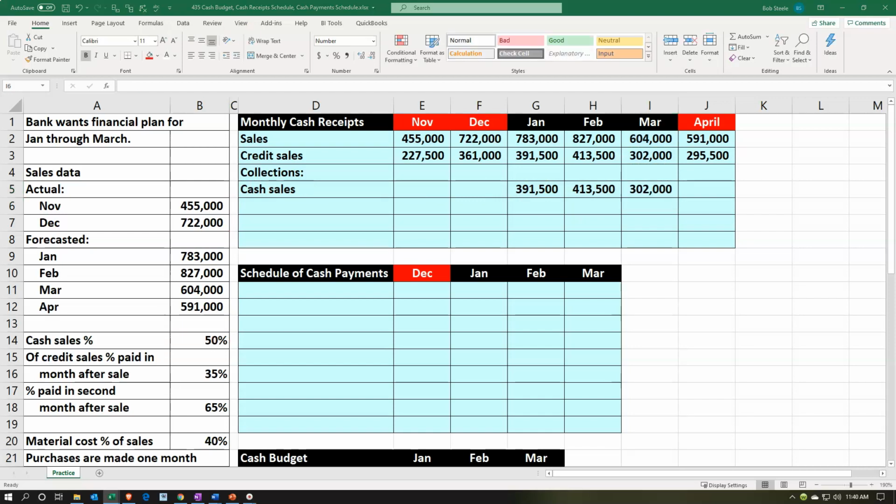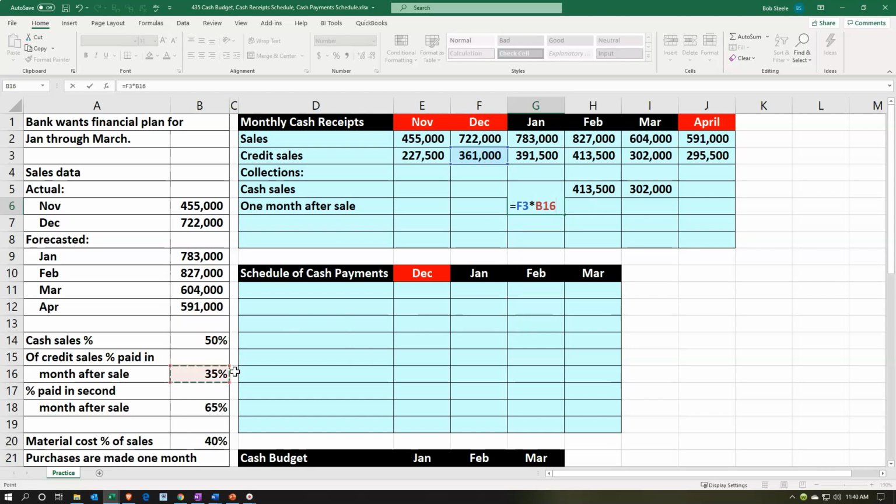Then let's go to the credit sales that we're going to be collecting 1 month after the sale took place. So now we're looking at the credit sales. I'm looking at the December sales that were made on credit that are going to go through accounts receivable that are going to be collected then in January. We're going to collect 35% the month after. So I'm going to be picking up then the 361,000 times that 35%.